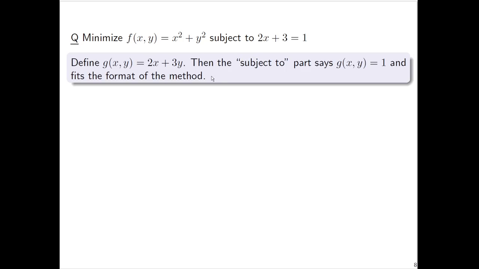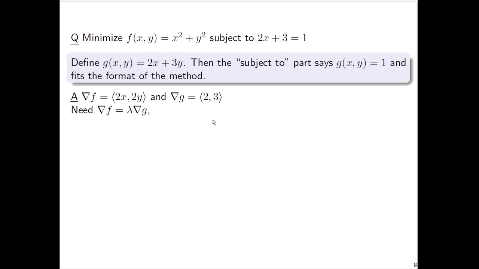So we're going to define the function g to be 2x plus 3y. Then the subject to part is g of x comma y equals 1 and fits the format of the method. So we should compute the gradient of f and the gradient of g. So 2x comma 2y for the gradient of f. 2 comma 3 for the gradient of g.